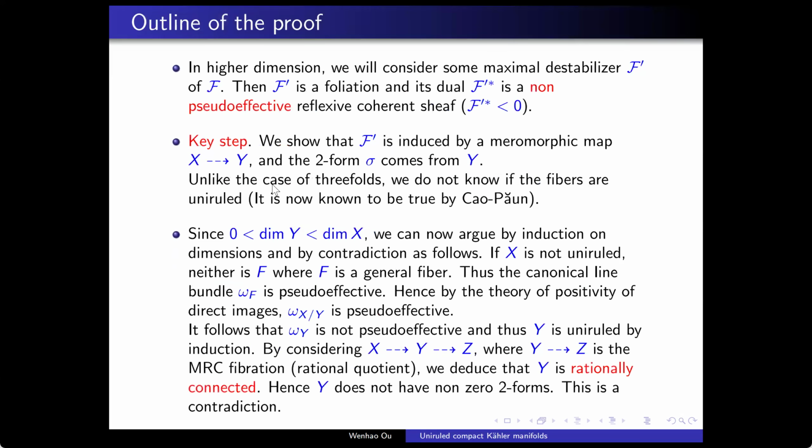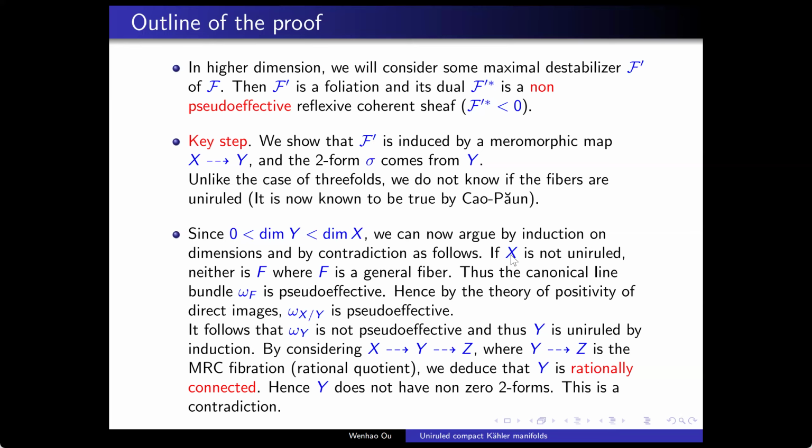So at my stage, once I obtain this meromorphic map, I can blow up X a little bit so that this becomes a regular map, a morphism, such that X and Y are again Kähler manifolds. Because uniruled is a birational invariant and canonical is non-pseudoeffective is also a birational invariant if everything is smooth. So now I can assume that this is a morphism from X to Y, and a non-zero two form comes from the base Y.